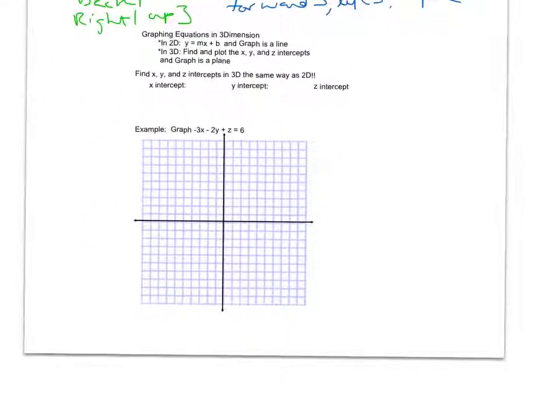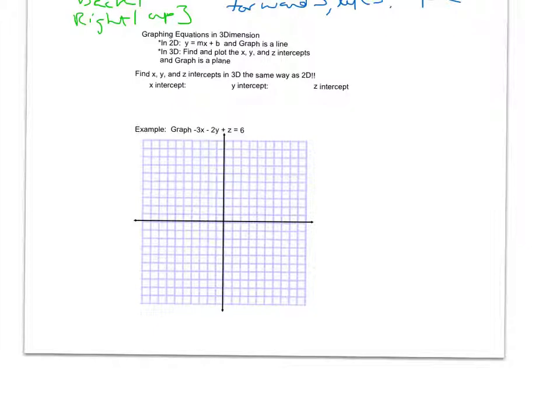And then the other thing we need to do is, besides graph points, we need to be able to graph equations. So when we graph equations in 3 dimension, we want to find all of our intercepts, the x, the y, and the z, and then we create a graph that's going to be a plane. So in 2-dimension, we want y equals mx plus b and plot a line. In 3-dimension, we want to plot a plane.